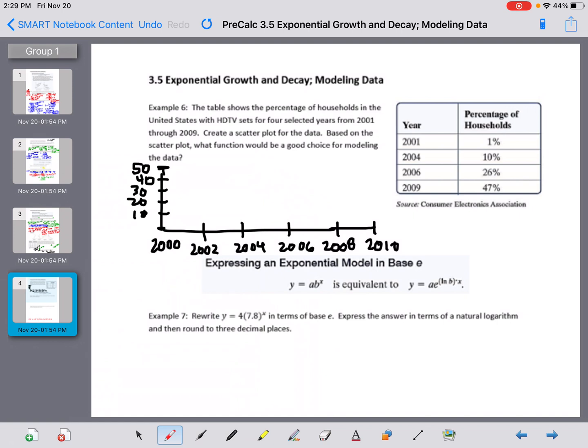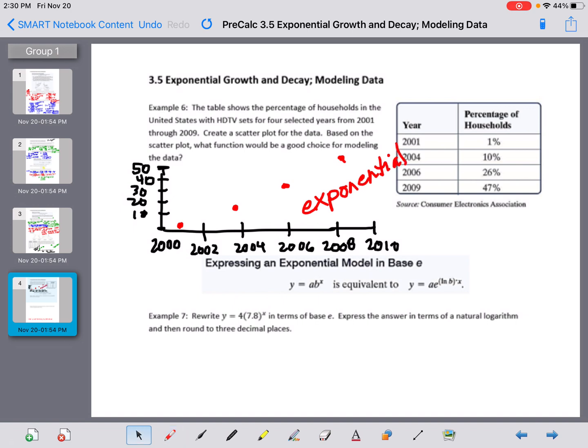Okay. Let's plot our points and figure out what's going on. In 2001, I'm at 1%, so I'm right down here at the bottom. 2004, I'm at 10%. 2006, I'm at 26%. At 2009, I'm at 47%, okay? So did the curve start low and just slowly rise and keep that, or is it climbing more rapidly? I would definitely say climbing a little more rapidly. So that makes it exponential versus the logarithmic, okay?